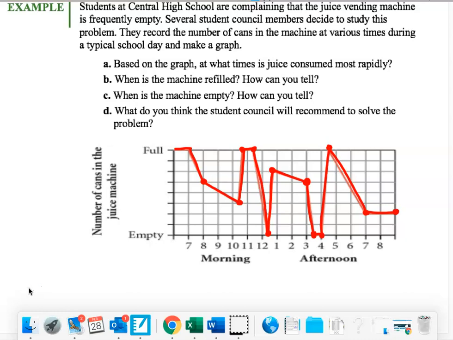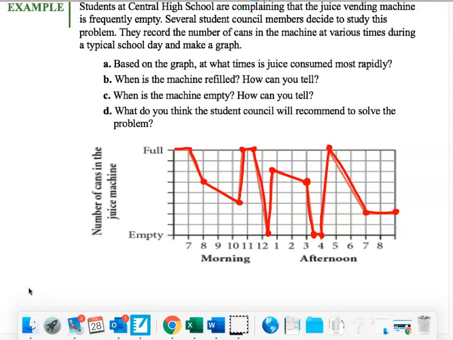Several of you said from 11:30 to 12:30, right? And then there's one other time we've got a really steep decreasing line. 3 to 3:30. So what do you think's going on from 11:30 to 12:30? Lunch. What do you think's going on from 3? It's after school, right? People apparently want juice on their way out. And then it's also decreasing from like 4:30 to 7. It's like after school activities, right? But it's not decreasing as rapidly. Does that make sense? Okay.